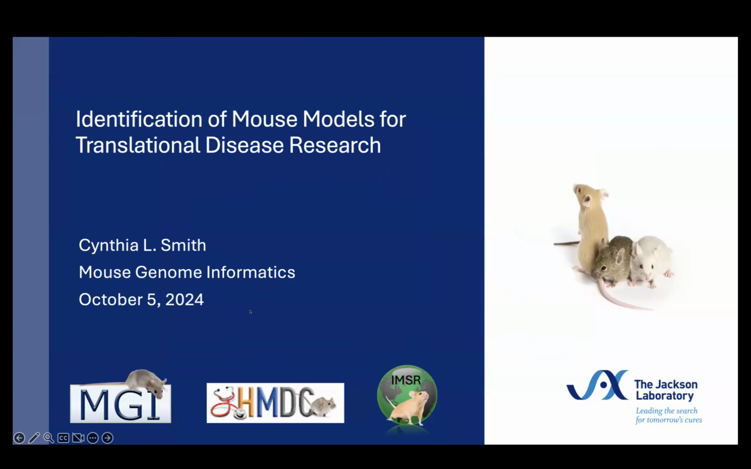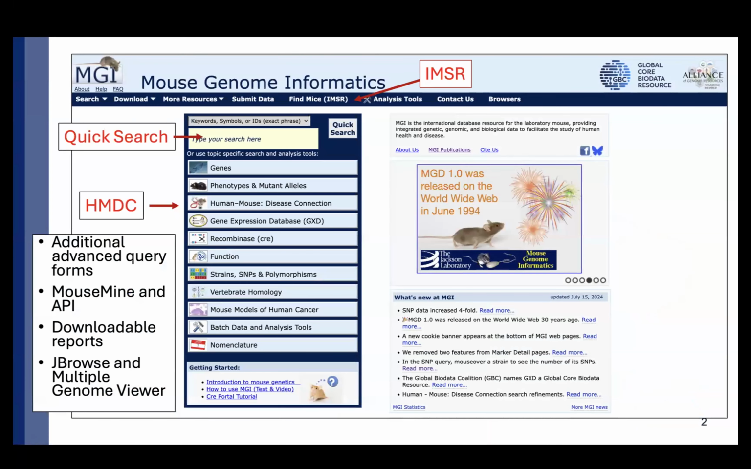Yeah. Okay, thanks. Hi, everyone. Good morning. I'm here to talk about Mouse Genome Informatics, which is a worldwide database resource for data about the laboratory mouse. We provide integrated data about the genetic, genomic, biological function, phenotype, and disease model data to facilitate the study of human health and disease.